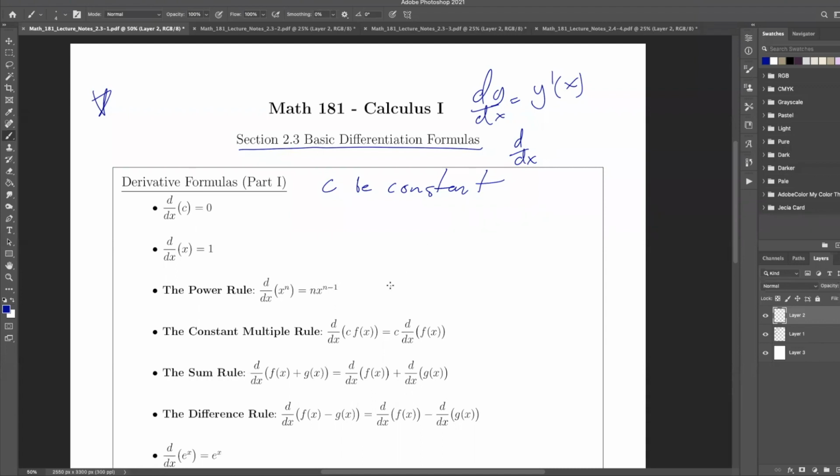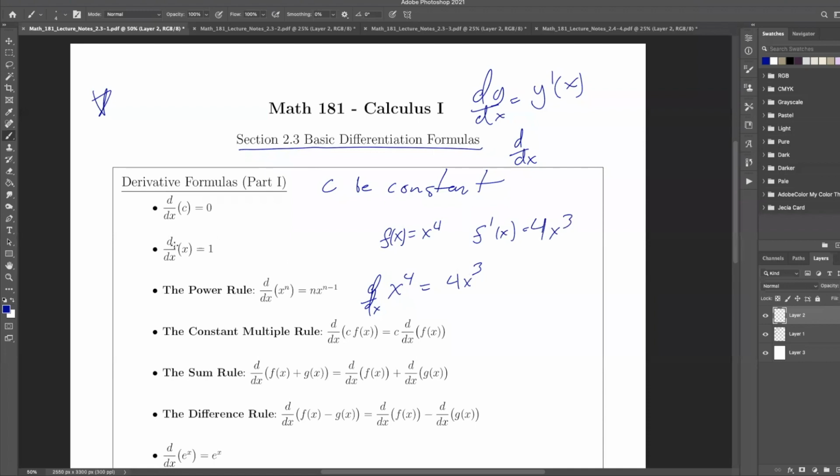And let's just do a quick example real quick. So here, x to the 4th, if I took d dx of it, this is equal to 4x, and then n minus 1 would be 3. So 4x cubed. And this is the same thing as saying f of x is equal to x to the 4th, then f prime of x is equal to 4x to the 3rd.